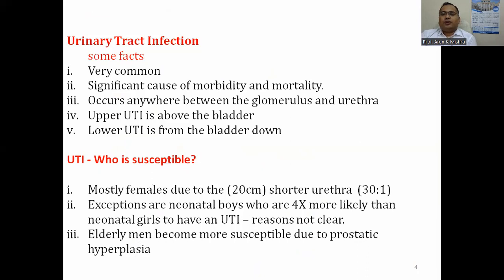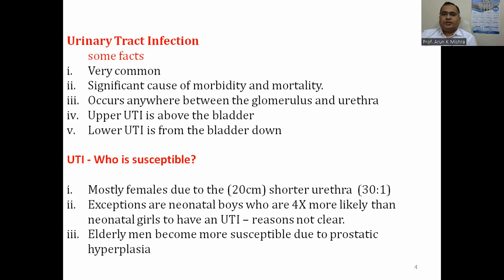In this slide, we will observe some common facts that every student must know. UTI is very common, and significant morbidity and mortality have been associated with UTI. When we discuss the urinary system, the UTI may be anywhere between the glomerulus and urethra. In general terms, the upper UTI is an infection in the urinary tract above the urinary bladder. And the lower UTI clearly indicates that the infection is below the bladder or at the bottom part of the bladder.